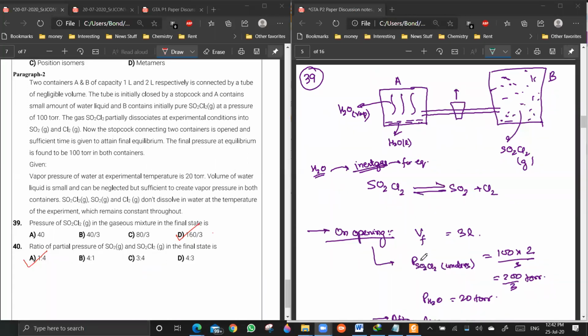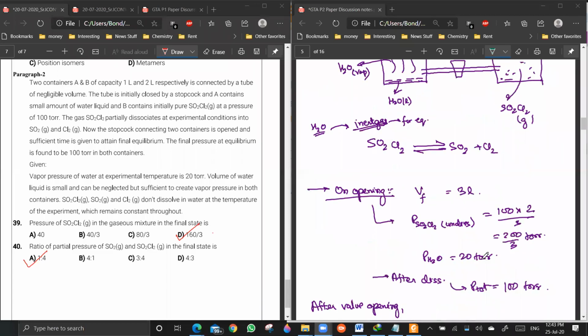So we can say that when the valve was opened, the total volume will become 3 liters. And suppose initially we are assuming that there is no decomposition, then the pressure of SO2Cl2, which is undissociated, will be 100 into 2 by 3. Initially it is 100. So 100 into 2 is P final into 3. So your pressure of SO2Cl2, assuming that both systems are connected, will be this. Are you getting up to this point? Yes or no?